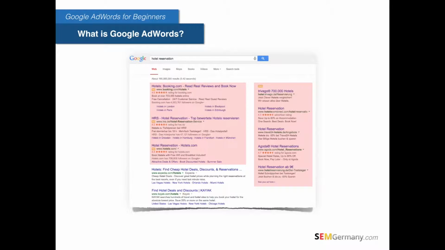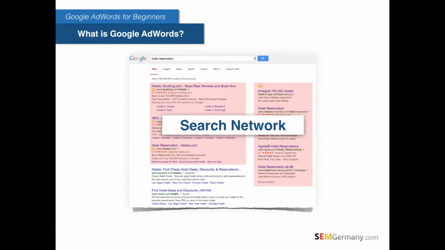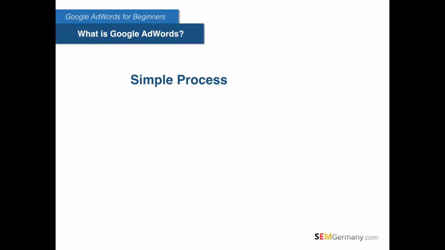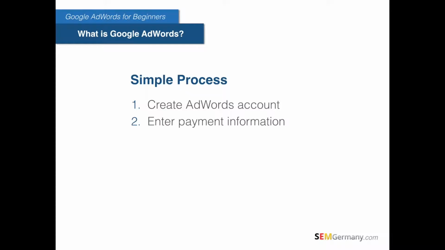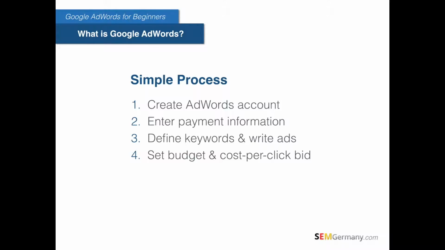And because these ads are shown on the search results page, Google refers to this type of advertisement as the search network. The process behind it is fairly simple. You only have to first create a Google AdWords account, enter your payment information such as your credit card, define the keywords you want to appear for and write your ads, set up your daily budget and your cost per click bid, and then you can start your campaign and your ads are up and running.